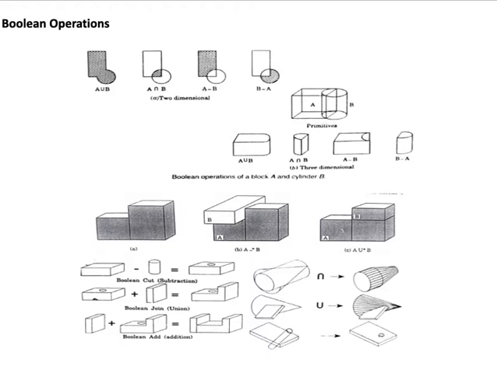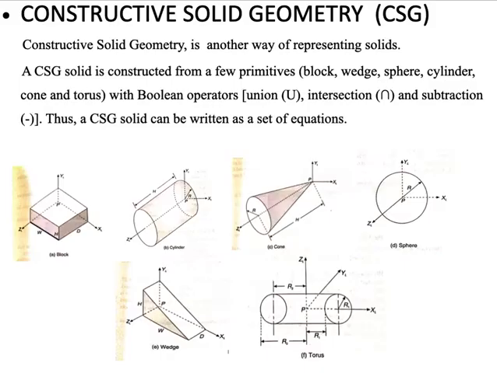We can combine two instantiated and perhaps transformed primitives into one with union. The Boolean operations are union, that is U, intersection, and subtraction, that is minus. Thus a CSG solid can be written as a set equation.